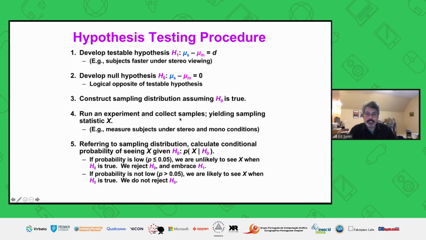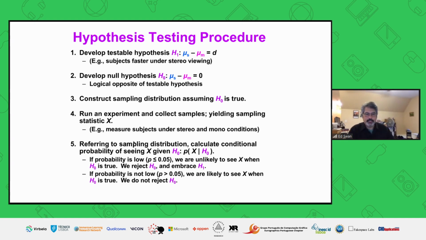We run an experiment, we collect samples, yielding a sampling statistic that we'll call X. That would be the time subjects take to get through this environment under stereo and mono conditions. Then, referring to the sampling distribution, we calculate the conditional probability of seeing X given the null hypothesis. If that probability is low, then we are unlikely to see X when H naught is true, so we reject the null and embrace the alternative hypothesis. If the probability is not low, so P greater than 0.05 is what we're usually looking for, we are likely to see X when the null is true, and we do not reject the null.